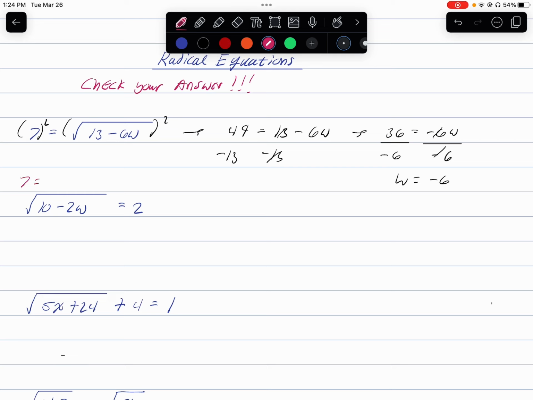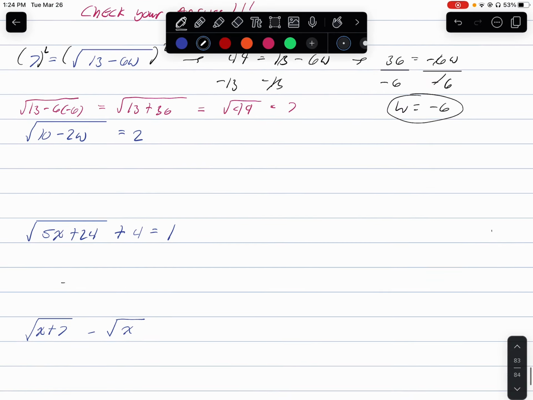So here we have 7 is equal to, I guess we can just start with this side, the radical side. So if we plug in the answer and we get 7 for our result, then we'll know it's correct. Okay, so we'll have 13 minus 6 times negative 6. The square root of that is equal to the square root of 13 plus 36, which is equal to the square root of 49, which is equal to 7. So we know that w equals negative 6 is indeed a valid solution to this equation.